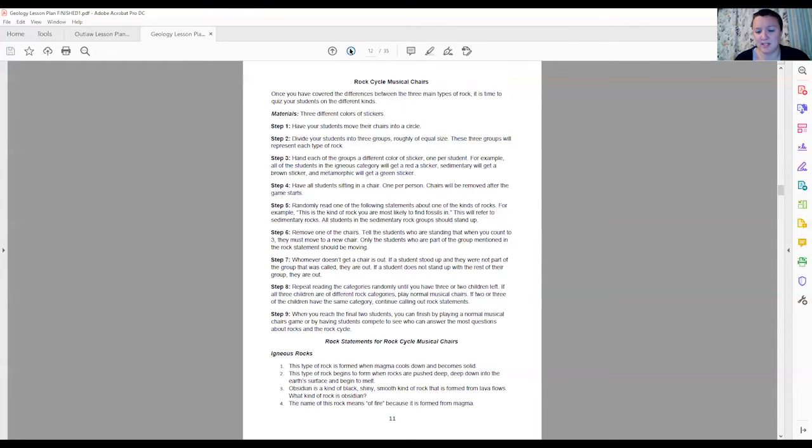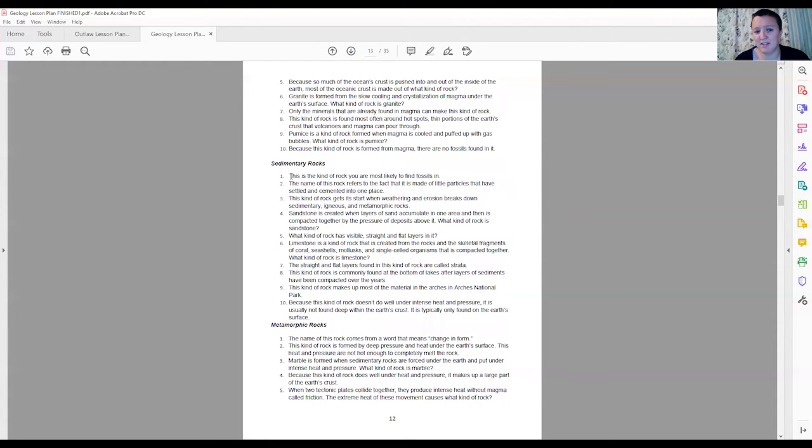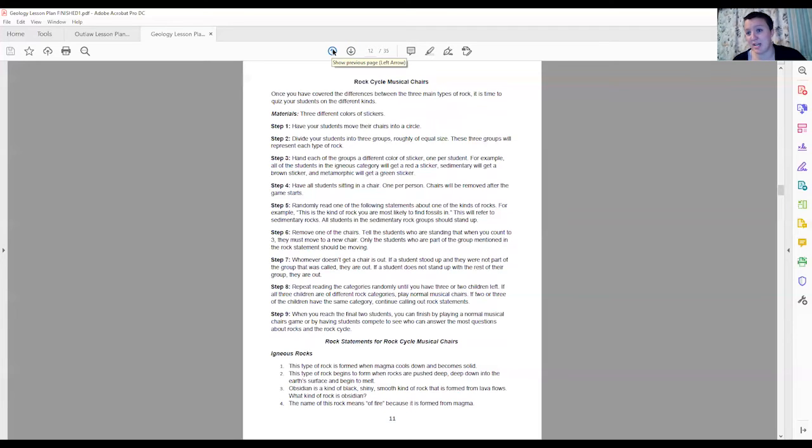When you start, you're going to want to read one of these. So if you read, "This is the kind of rock you are most likely to find fossils in," every student who has sedimentary as their rock stands up, take away one chair, have a student play some music or whatever you would like, and have students rush to different chairs. The student who is not sitting is out, and it continues for the rest of the cycle.